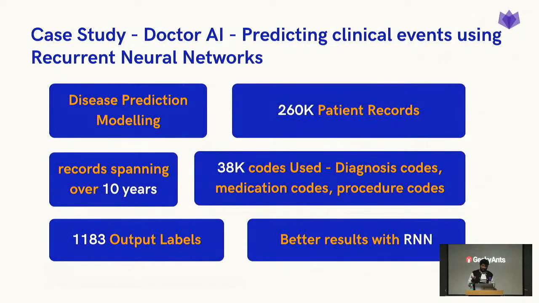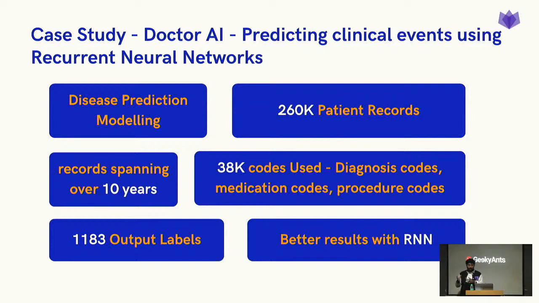Okay, so this is a disease prediction model, and they had 260,000 patient records from Starter Health, spanning over 10 years. 38,000 codes were used. Diagnosis codes could be fever and cough. Medication codes could be IV fluid and giving them a shot. Procedures could be X-rays and MRIs and so on. So that's how they diagnosed and coded them.